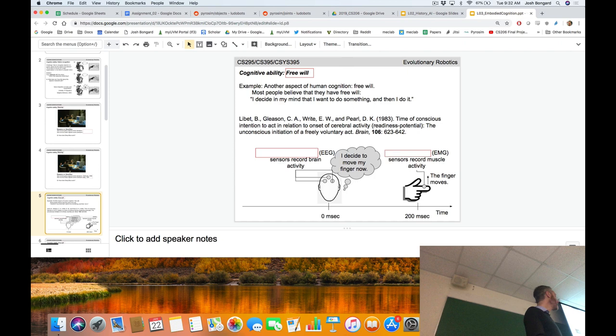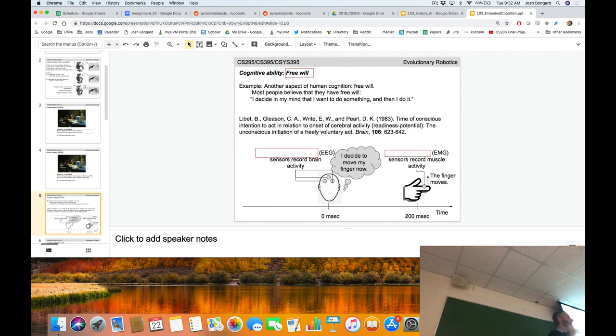This is a very famous and controversial experiment from the early 80s by Libet and his colleague. This was a neuroimaging study. They took a number of human subjects. They placed an EEG cap on their head. What does EEG stand for? Yep, electroencephalography, so measuring the electric potential on the surface of the brain.